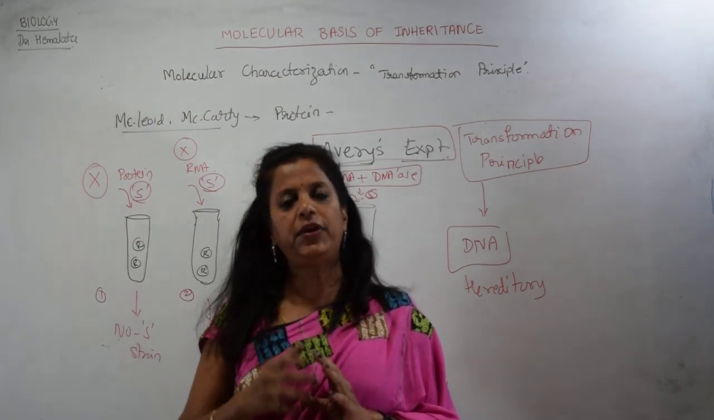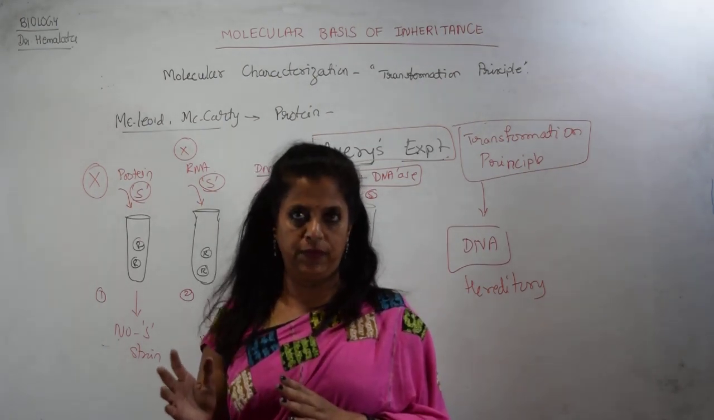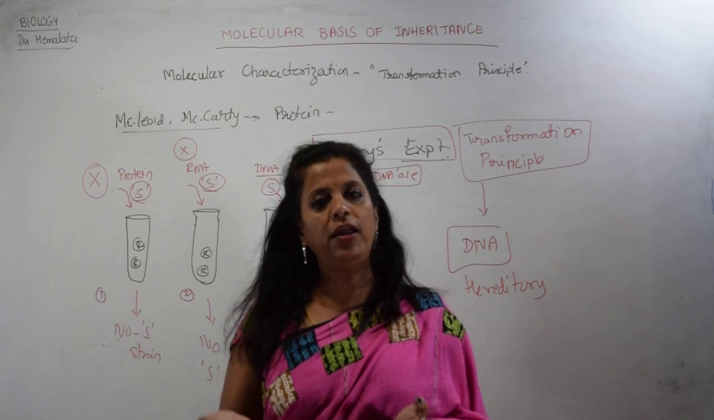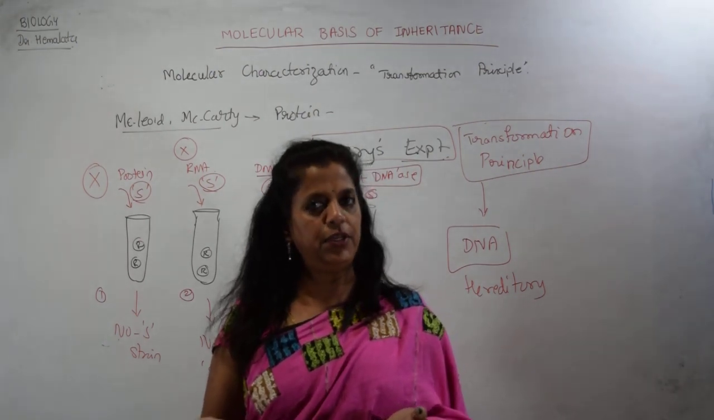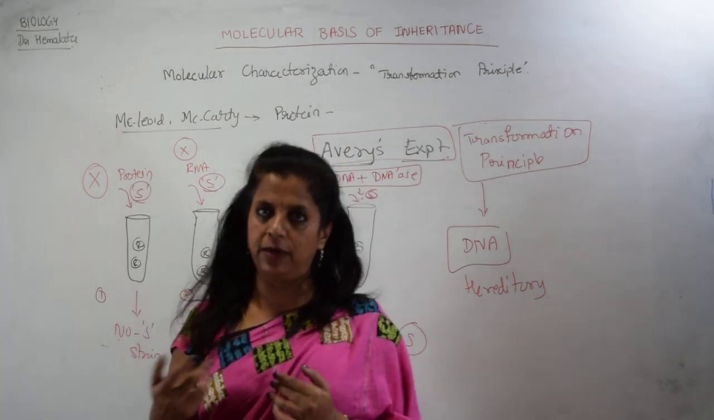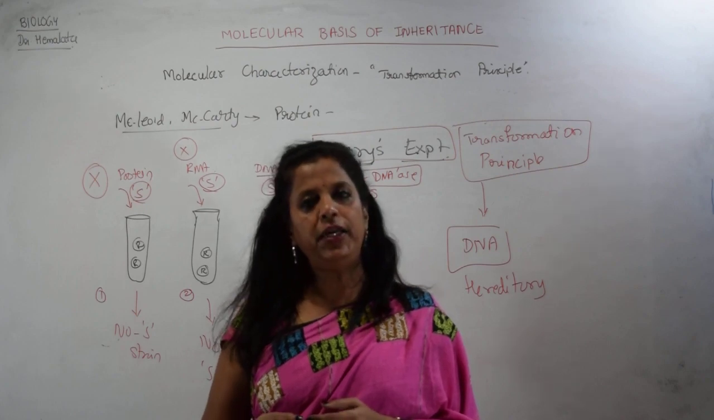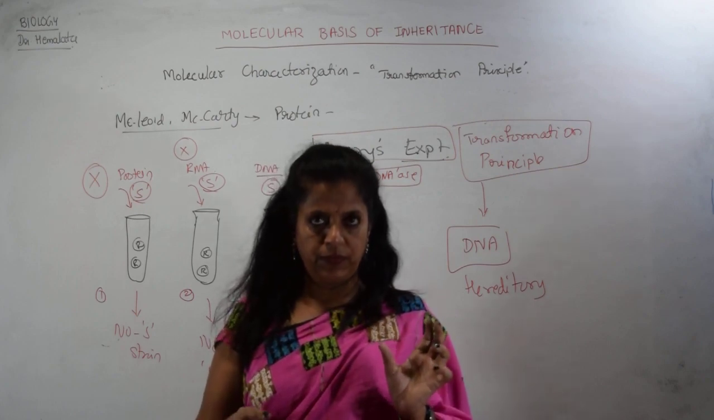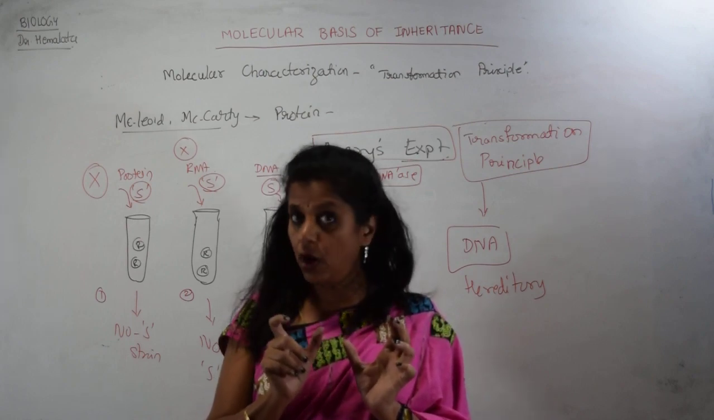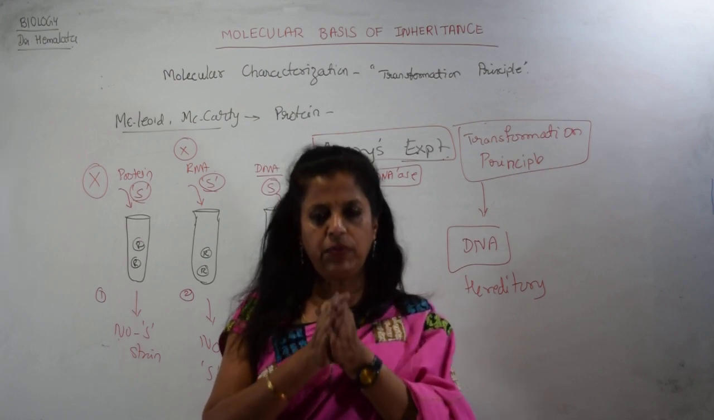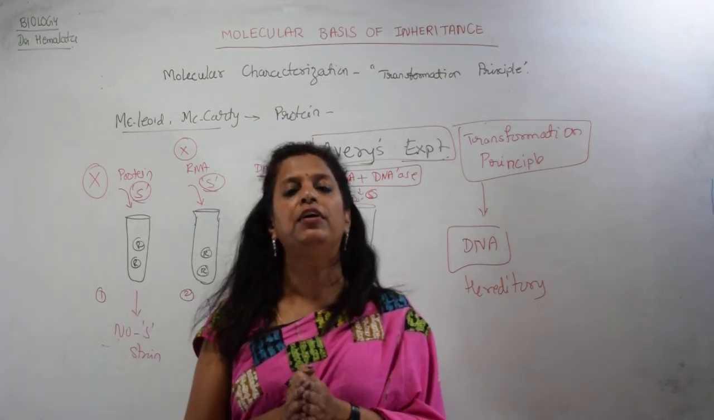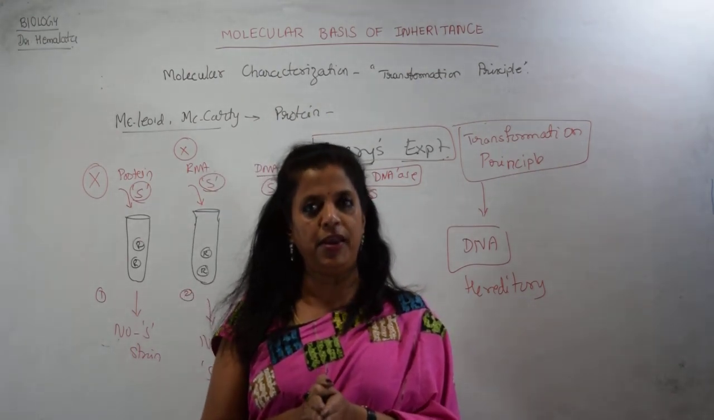Next is the second set of experiment. He took the heat-killed S strain. Then he injected it into the mice. There was no infection to the mice. Mice remained alive. It means after heat killing, it might have lost its virulent character. But in the next experiment, he took the heat-killed S strain, mixed it with the living R strain, this non-virulent strain. The mixture was injected into the mice. But very surprisingly, he found that the mice were killed again.